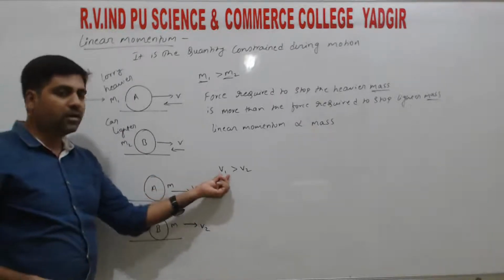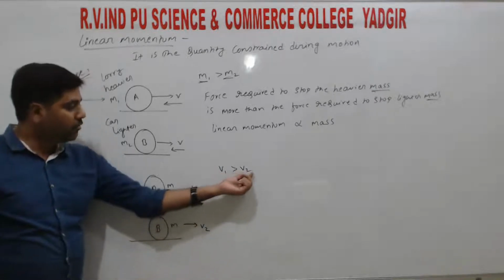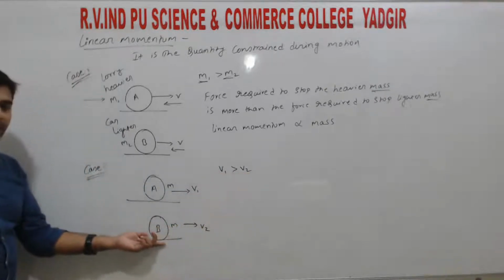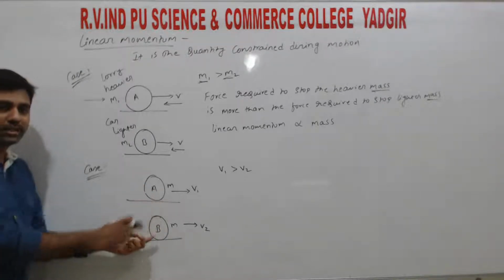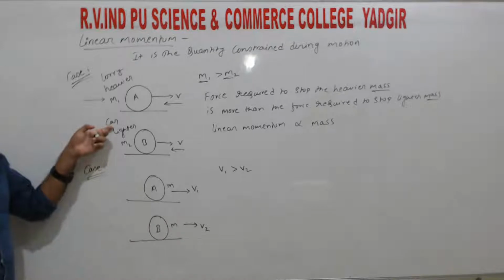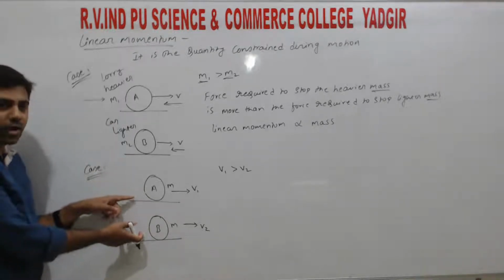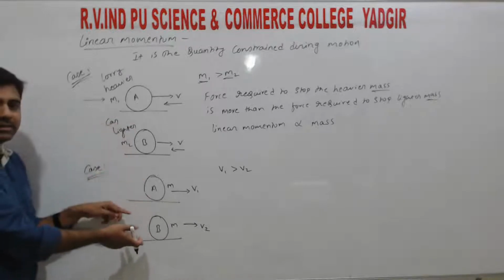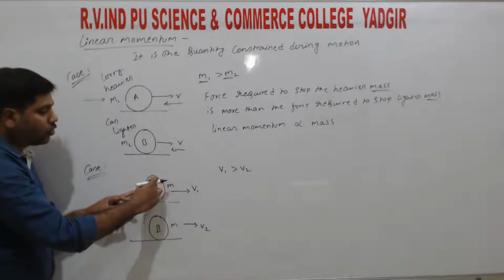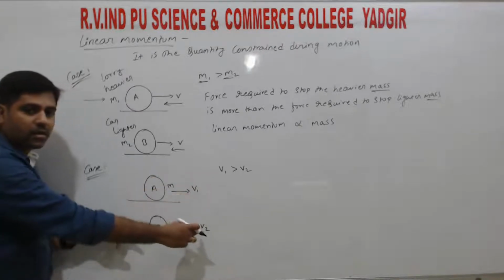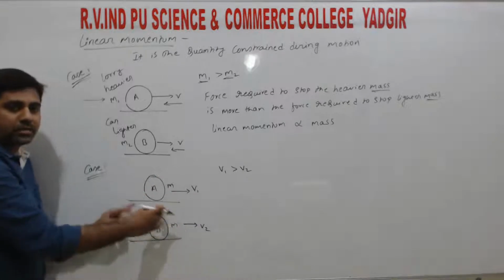So greater means larger value. The velocity is more in object A, and the velocity is less in object B, but the mass is the same for both objects. That means in this case we can take a car as an example. So in both cases the car is the same. So the car is the same means the mass is the same, but the velocity at which it moves is different. So car A is moving faster than car B, or any object moving faster than another object, that is similar.